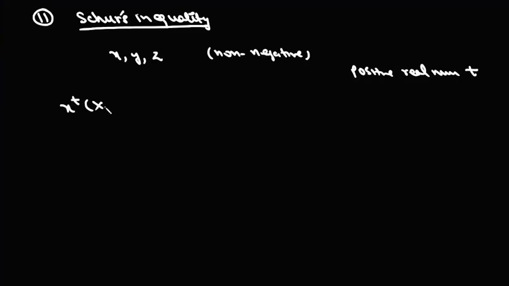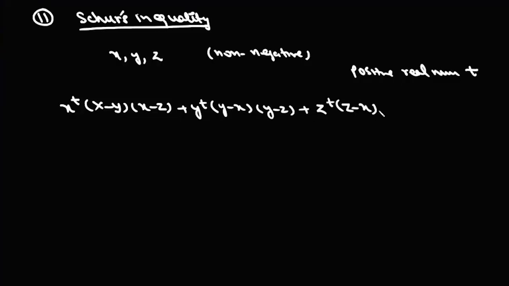x to the power t into x minus y into x minus z plus y to the power t into y minus x into y minus z plus z to the power t into z minus x into z minus y. It is always greater than or equal to 0. Now this inequality is known as Schur's inequality.